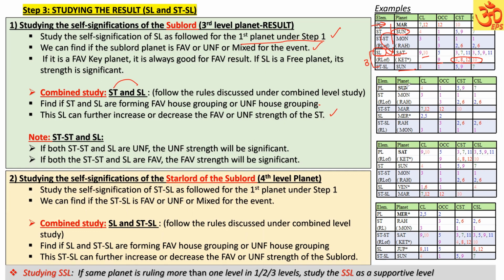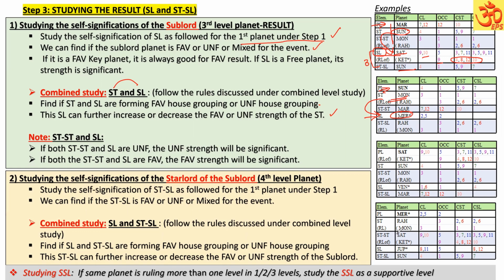And you can see in this next example, Sun planet, the starlord is Moon, the sublord is Mercury. Sublord Mercury is 2, 5, and 2 is good, and the starlord is 3, 1, 1, and 1. So it is also being supported by the sublord. The starlord is further supported by the sublord.